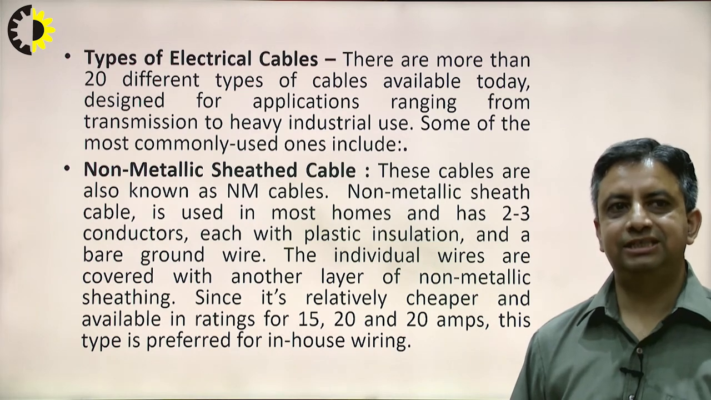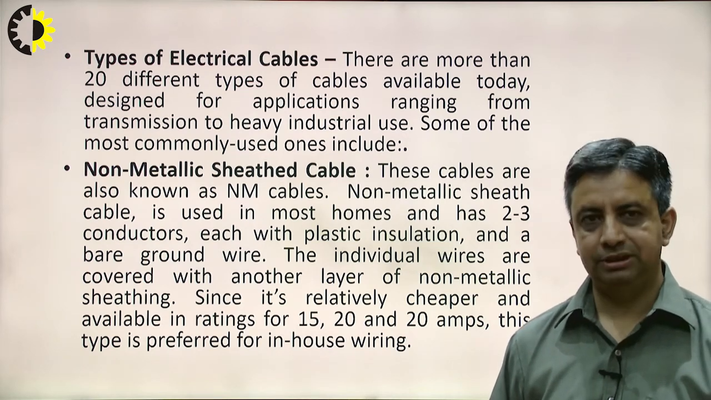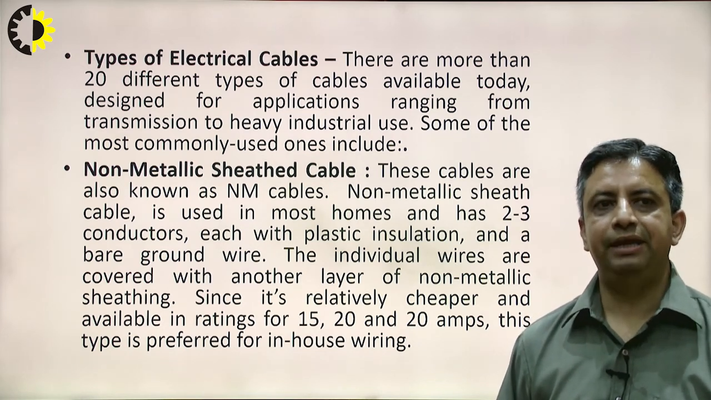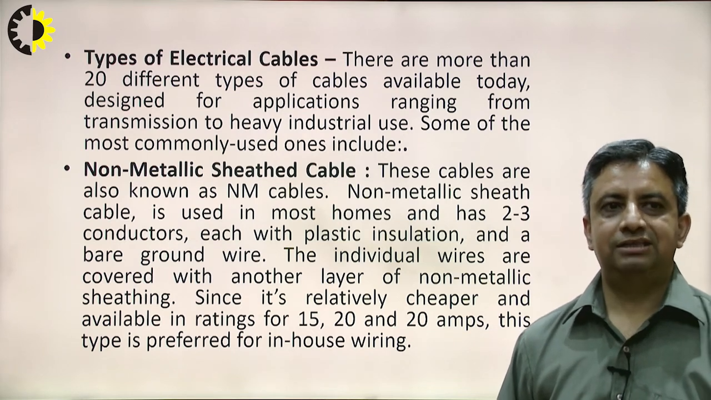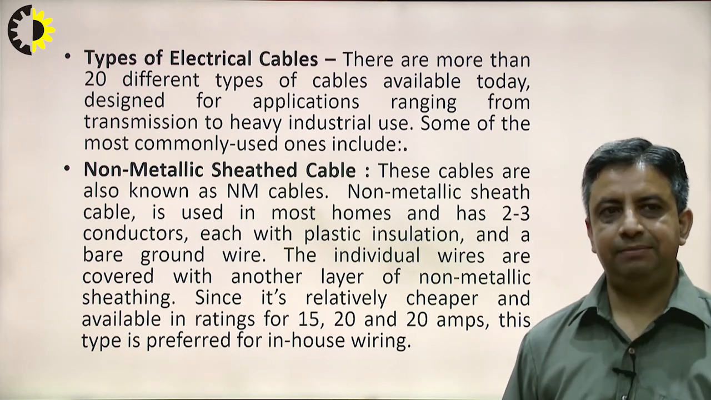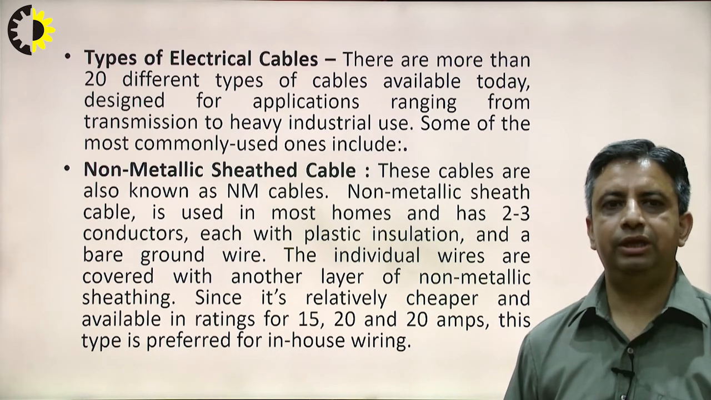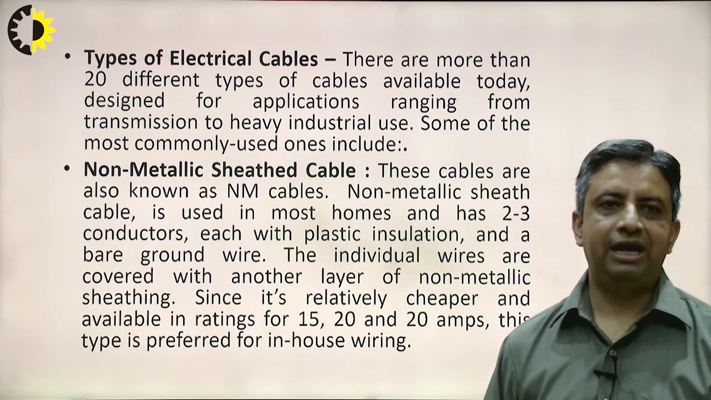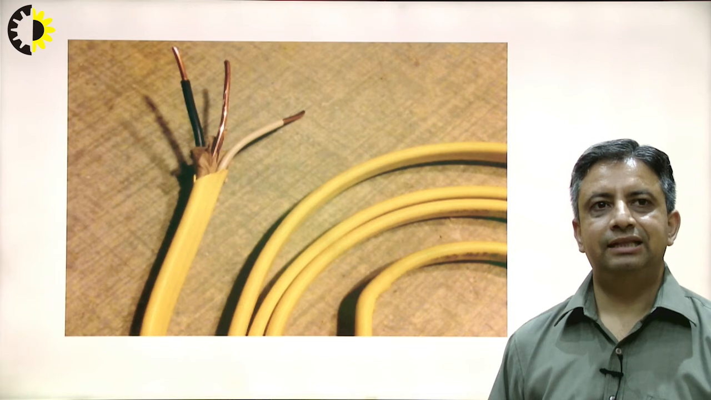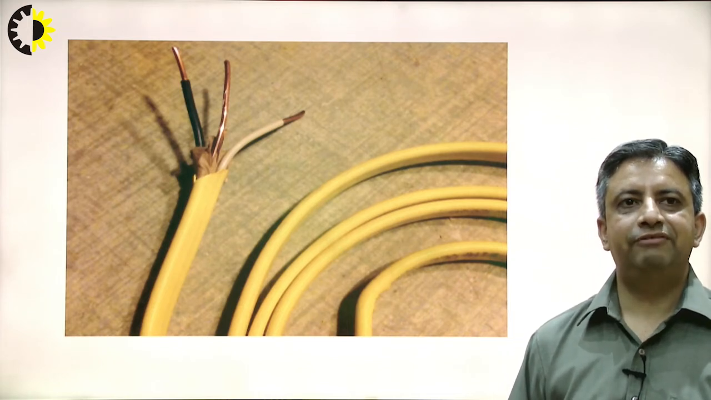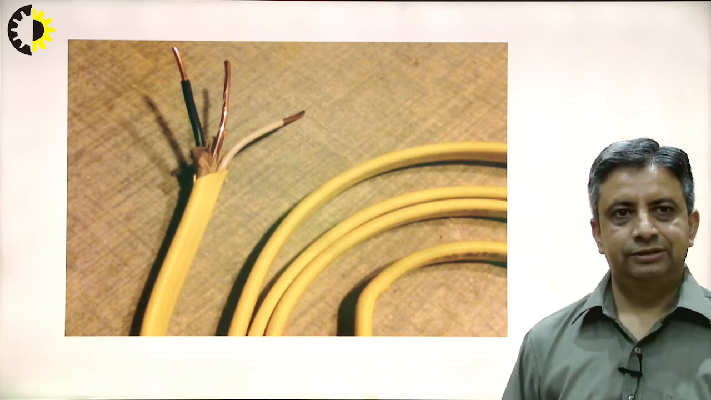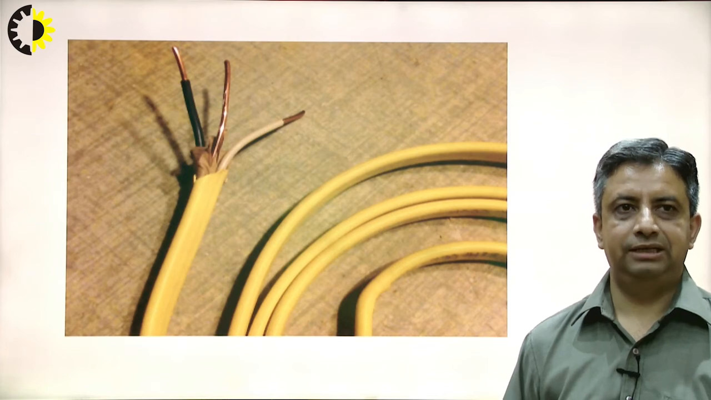Non-metallic sheathed cable is used in most homes and has 2-3 conductors, each with plastic insulation, and a bare ground wire. The individual wires are covered with another layer of non-metallic sheathing. Since it is relatively cheap and available in ratings of 15 ampere and 20 ampere, this type of wire is generally used for house wiring. You can see here these insulated wires, generally used for phase and neutral, and the third one is your earth wire. So this is the first type, non-metallic.